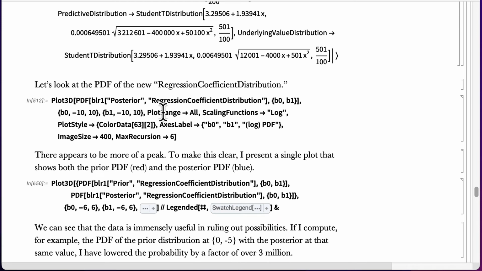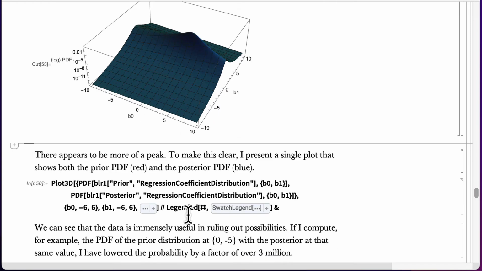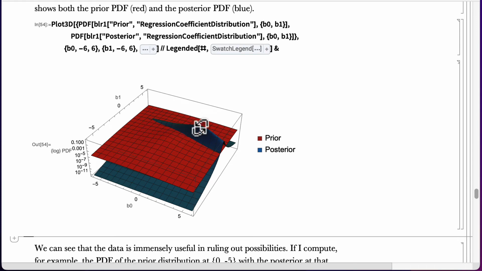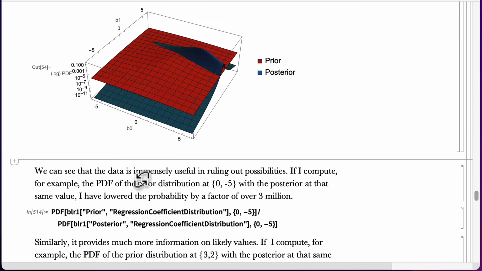All right, let's look at the PDF of the new regression coefficient distribution. This is the distribution we believe exists after we've been updated by data. And there it is in this beautiful oceany color. And let's compare the posterior distribution in ocean to the reddish prior. Okay, and what we can see is there's this peak sticking out. This is sort of what we've learned from the data. And although the peak doesn't look like it's towering over the red surface here, the only reason it doesn't seem to be towering is because this is all scaled logarithmically. If I didn't scale it logarithmically, it would be even worse.